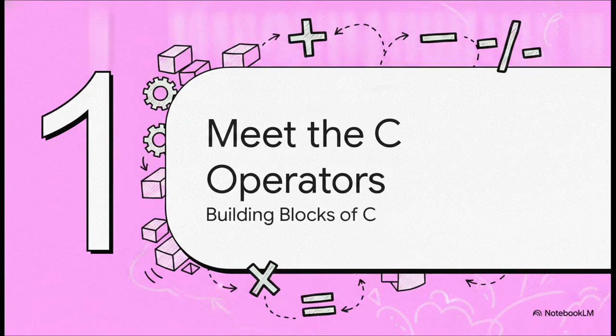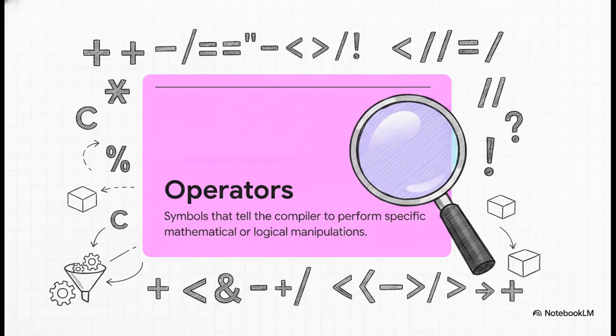Meet the C operators. These really are the fundamental building blocks of C. So, what exactly is an operator? Put simply, they're the essential commands you give the compiler. When you arrange variables and constants together, you get an expression. But without operators, your data just sits there. It doesn't actually do anything. Operators are the tools you use in a program to actively manipulate that data.